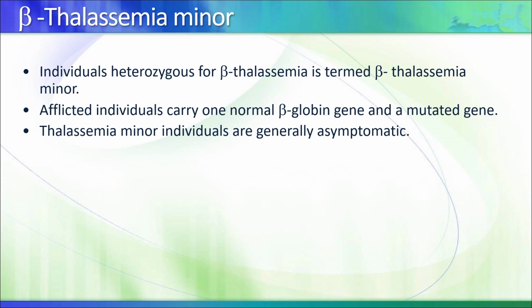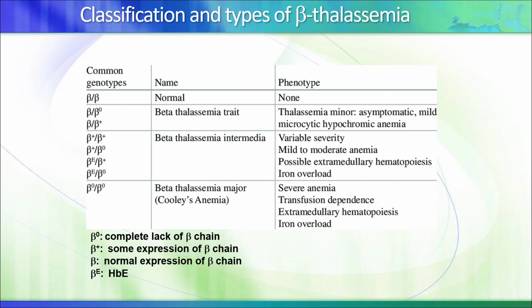You can also have individuals with beta-thalassemia minor, meaning that there is some production of the beta globin. These individuals are heterozygous for beta-thalassemia. Okay. Now, they have one normal beta globin gene or two that produce low amount of beta globin. Now, usually these individuals are asymptomatic. So there are different types of beta-thalassemias.